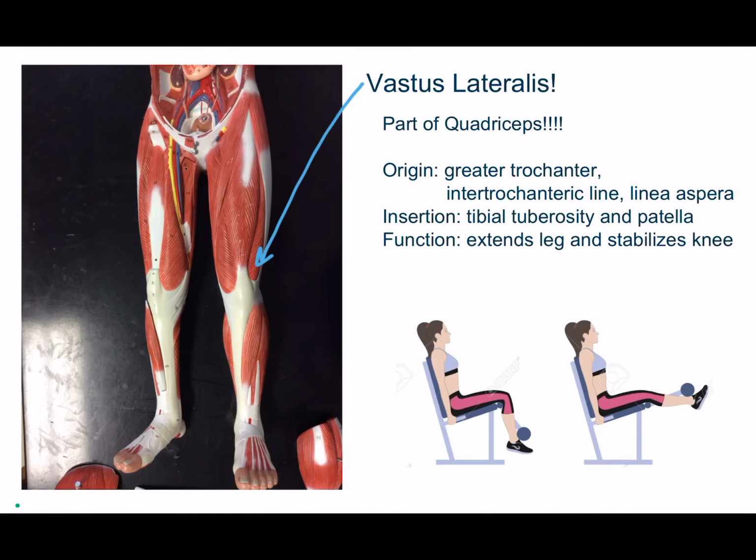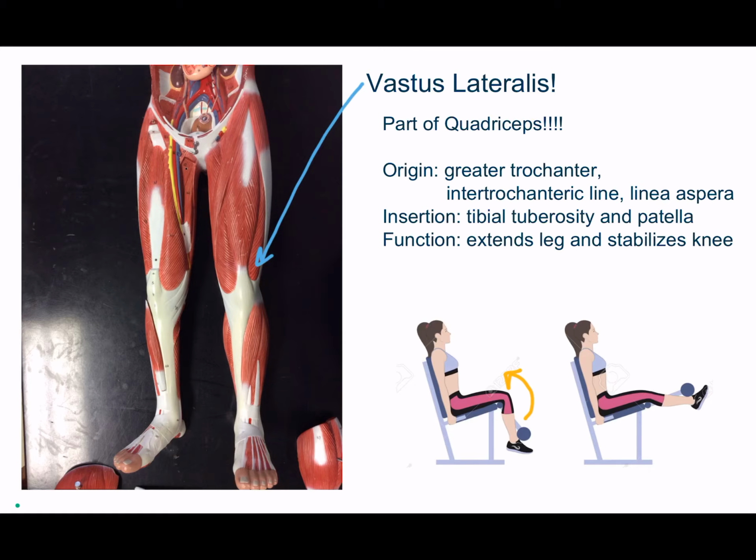towards the origin. The vastus lateralis is another part of the quadriceps. It originates at the greater trochanter of the femur, in the intertrochanteric line of the femur, and the linea aspera of the femur. It inserts on the tibial tuberosity and the patella, which is where all the quadriceps are going to insert, and its function is to extend the leg and stabilize the knee.